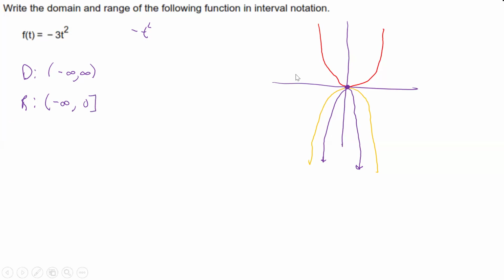And again, just roughly sketching things and how they are going to look will get you a good idea of how you can find the domain and range. All right, let's stop there and we'll come back for some more.